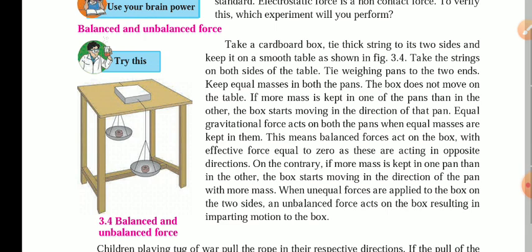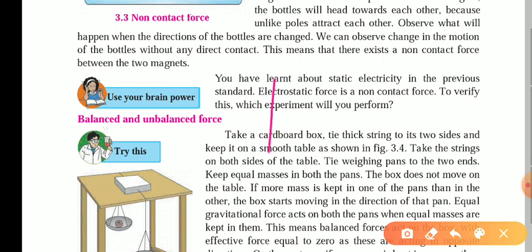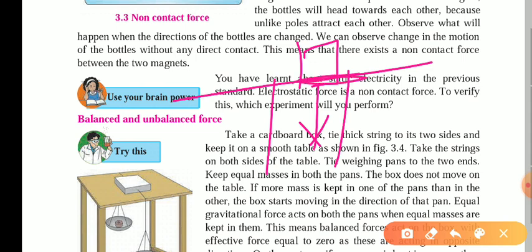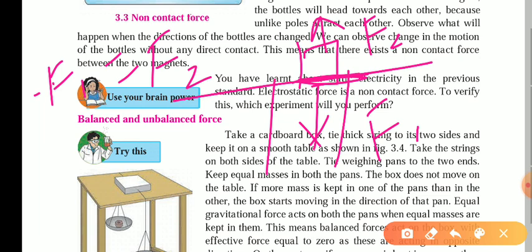Balanced force means what? Take the example of a table with a book kept on it. There is a force of gravity pulling it downward, and at the same time the table is applying a force upward. So due to that there is a balance. If I take these as F1 and F2, then F1 is equal to F2 with a negative sign. What does it mean? It means that both the forces, downward and upward, are balanced. They are balancing each other, and that's why the book is not moving.